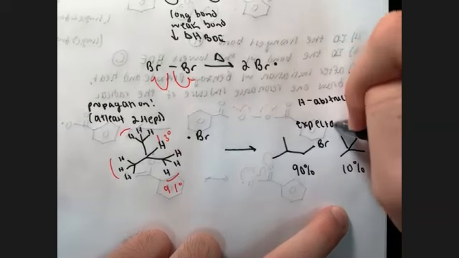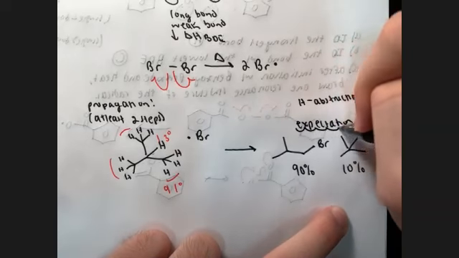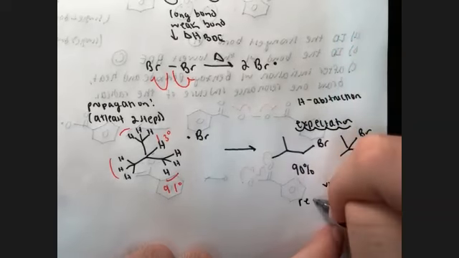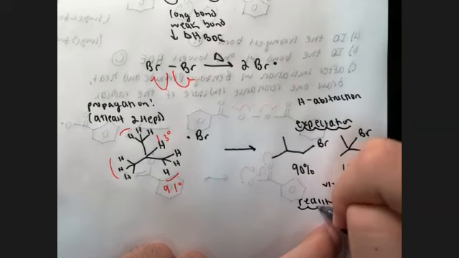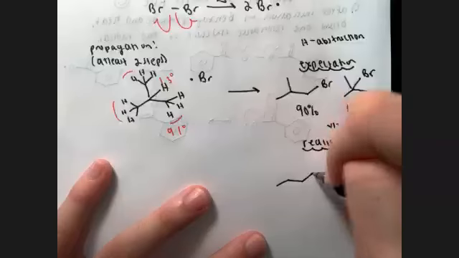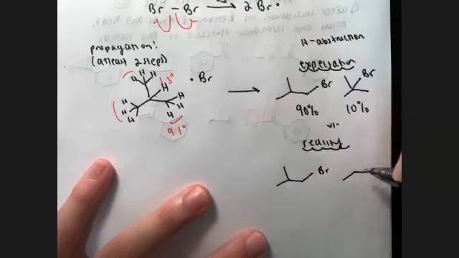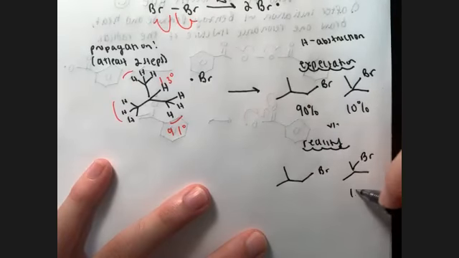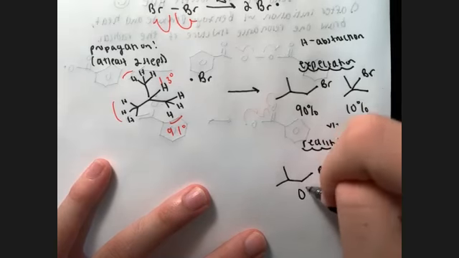So let's call this expectation versus reality. I think you guys can all relate to that. Okay, so what actually happens in real life? Well, we're not going to get 90% and 10%. What actually happens with these structures, let me redraw them, is you get 100% and 0%.